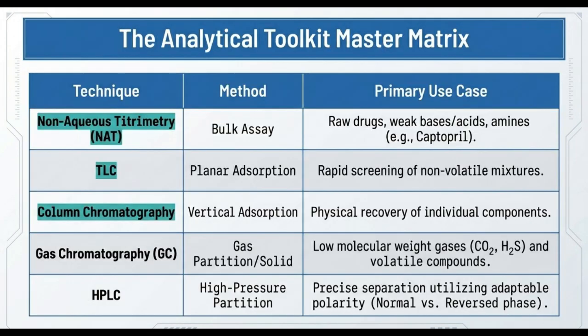Let us summarize the techniques we have covered so far. Non-aqueous titrimetry, or NAT, is a bulk assay method primarily used for raw drugs, weak bases and weak acids, and amines such as captopril. Thin layer chromatography is a planar adsorption method used for rapid screening of non-volatile mixtures. Column chromatography is a vertical adsorption method used when you need to physically recover individual components. Gas chromatography is a gas partition or gas-solid method used for low molecular weight gases like carbon dioxide and hydrogen sulfide, as well as other volatile compounds.